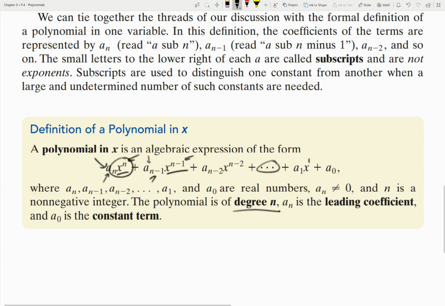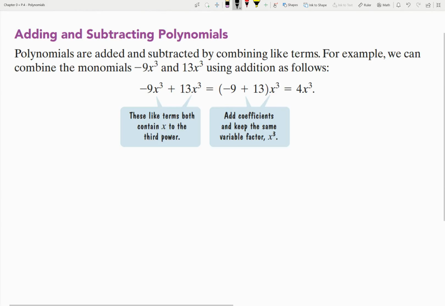We're just saying that that's the biggest exponent, that's the degree of this polynomial, and that number in the front, a sub n, is called the leading coefficient, and this number is called the constant term. All these are important words to remember, but probably the ones that we are going to use the most with polynomials are leading coefficient and constant term, especially when it comes to graphing these expressions. So leading coefficient, exactly what it sounds like, the one that comes first. Constant term, the one without a variable.